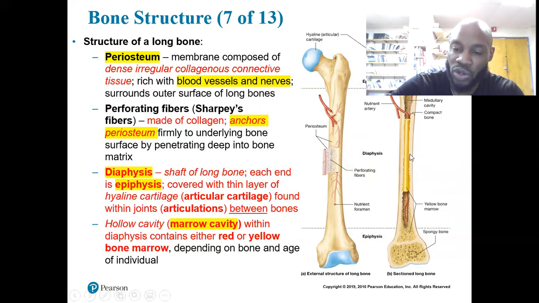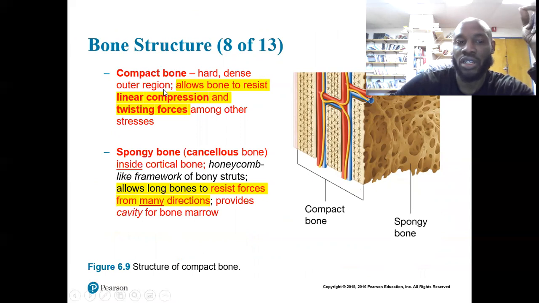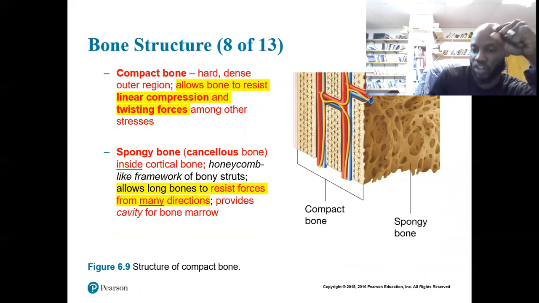Yellow bone marrow is where you have some fat storage, and the amount of red and yellow bone marrow can change based on your age. Okay. Two different types of structures of bone exist. We have compact bone, which is your hard, dense outer region of your bone. So that's the bone that resists linear compression.